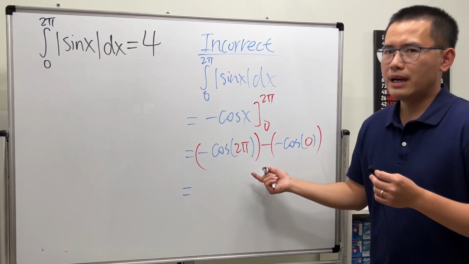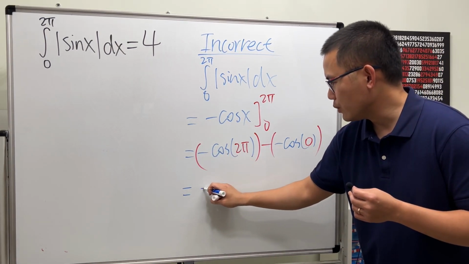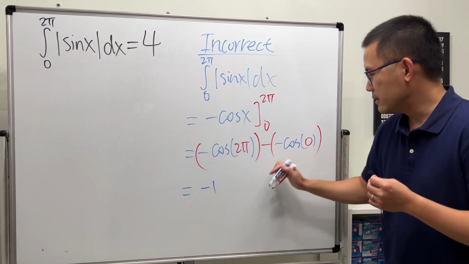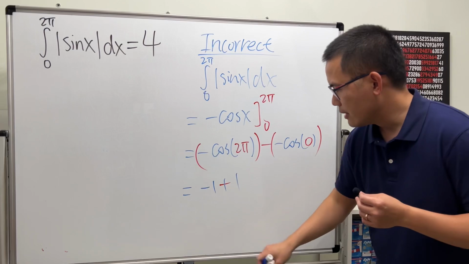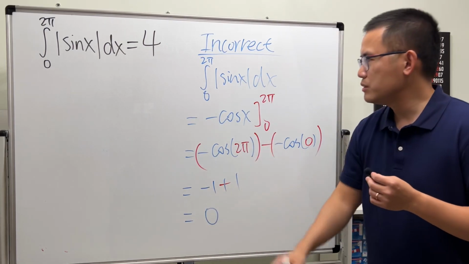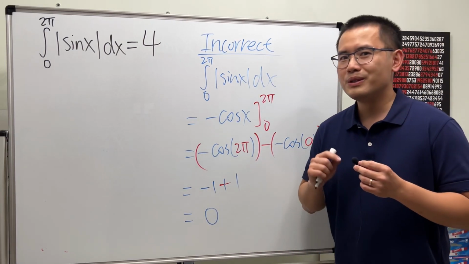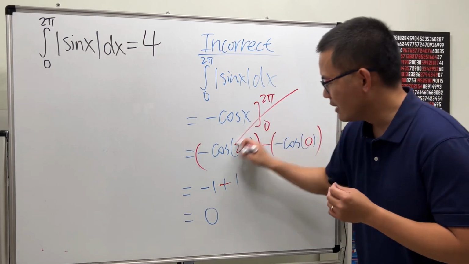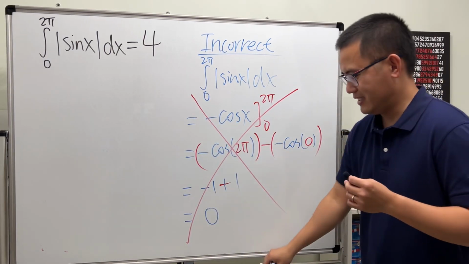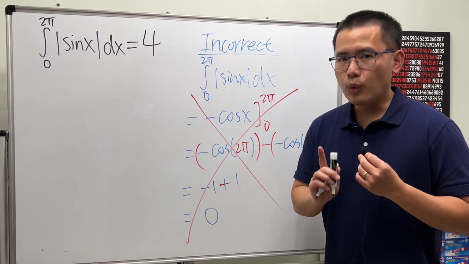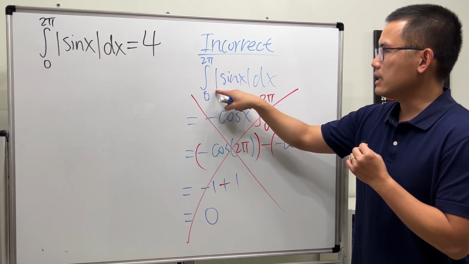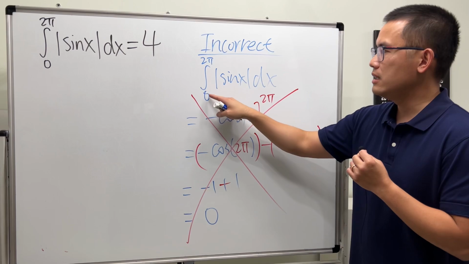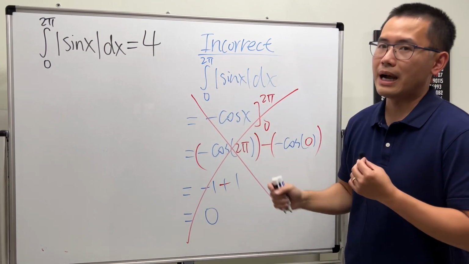What's cosine of 2 pi? Well, it's 1, so here we have negative 1. And then minus becomes plus. Cosine 0 is 1. Hey, it looks like the answer is 0, right? Well, no. Unfortunately, not quite. Don't do this. The reason why is because we have to pay attention to how the sine functions behave on this interval going from 0 to 2 pi.